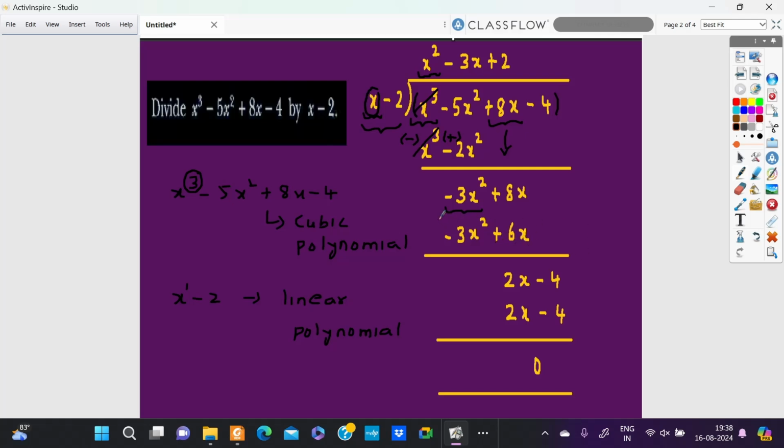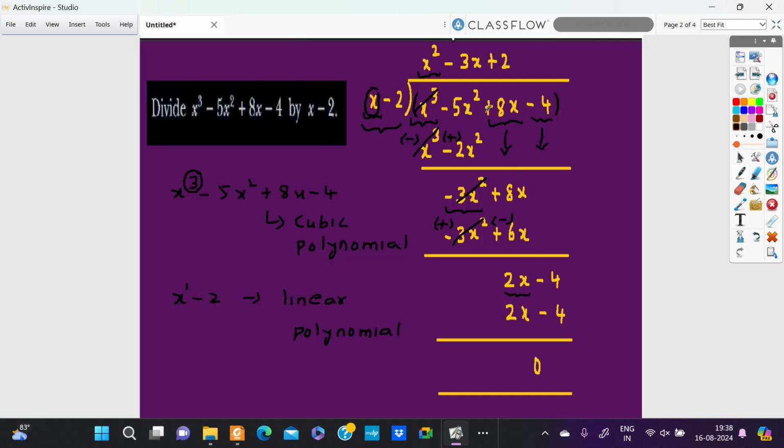I do the same thing here. I just say plus and I say minus here. The second polynomial goes with the change of sign, and this gets simplified and becomes 0. 8x minus 6x is 2x, and I bring this negative 4 down, right? Now I would compare this 2x with this x, the same process again.